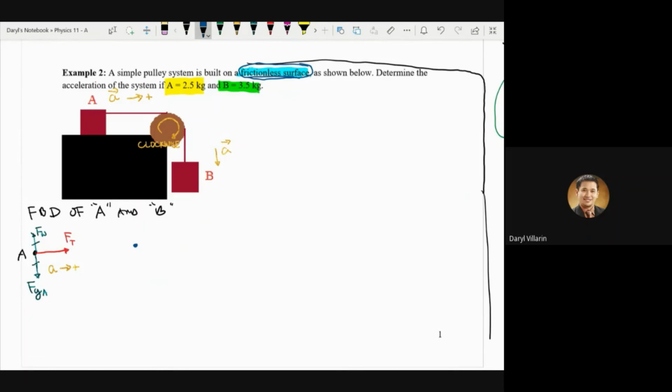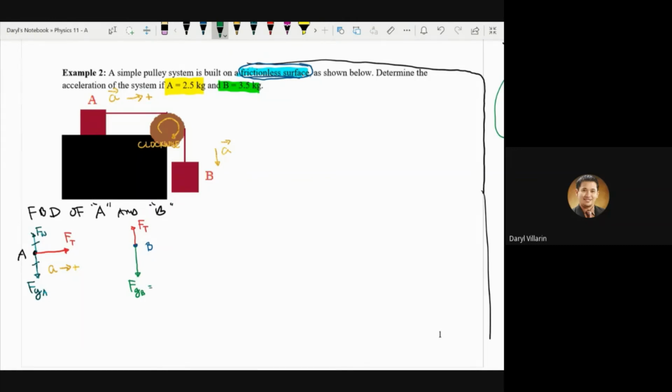So now I'm looking at my object B. Object B is hanging, so you don't have any normal force here. However, I have tension force, FT, as well as my Fg. This is FGB. Again, I'm just gonna call that one subscript B because I have two objects here, object A and object B. So for distinction between the two, I'm gonna do that one.